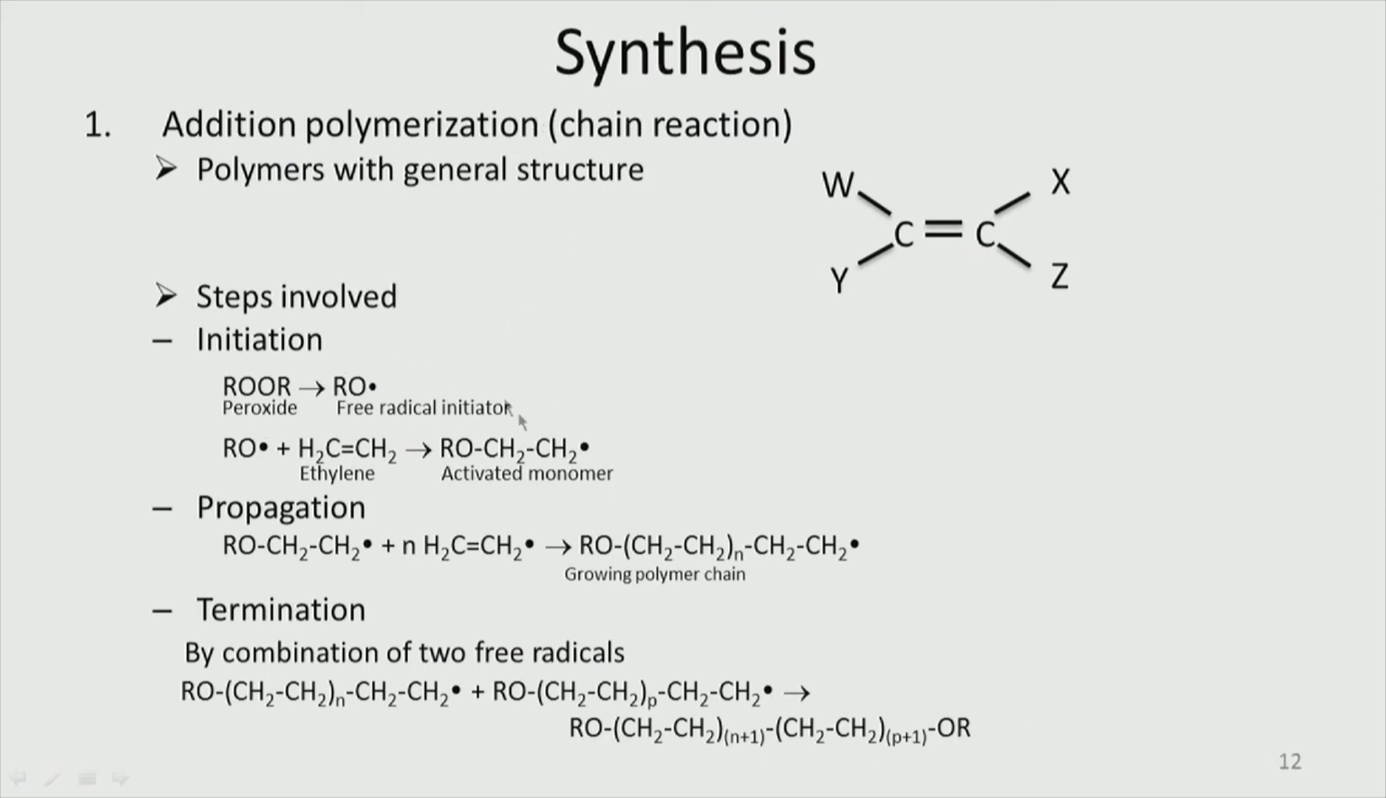So here generally it is through radicals. You have a radical initiator which produces a radical of the monomer, which keeps adding stepwise. The polymer grows, and when there is a radical scavenger, the radicals stop, so the polymerization gets terminated. This is called addition polymerization.